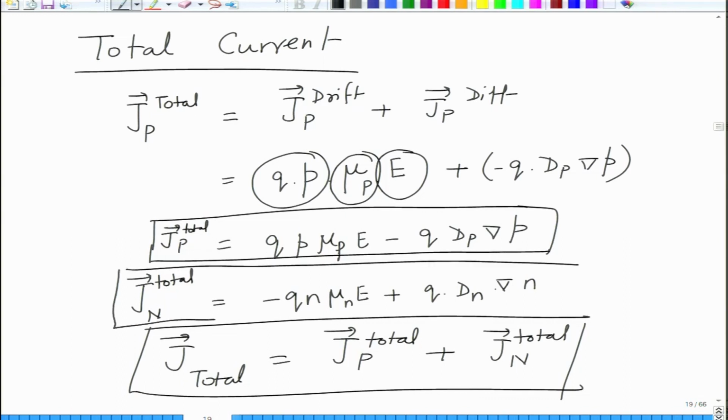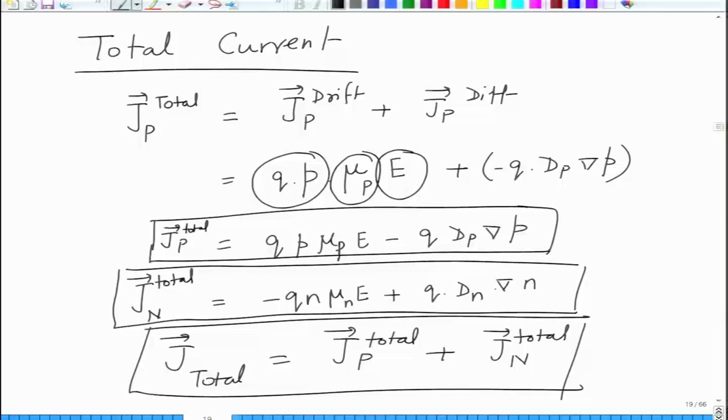These are three expressions which are important later on. You can see that for holes the diffusion current is negative in sign, because the holes move in the same direction and current is calculated in the same direction, whereas for electrons the current is measured in the opposite direction as compared to the flow of electrons. So, these are the expressions that are important for you to understand.